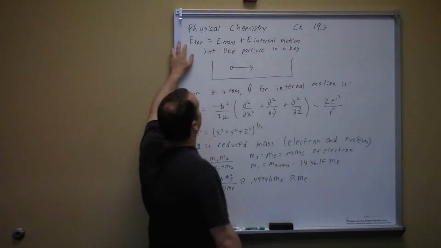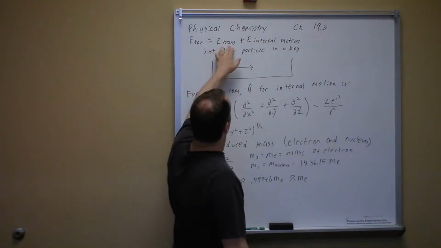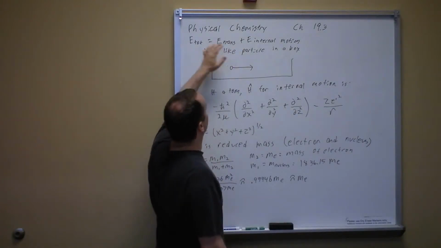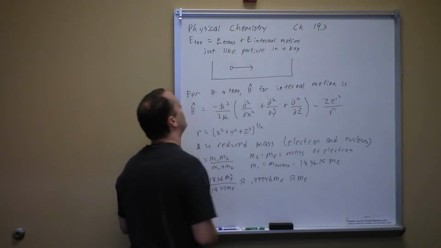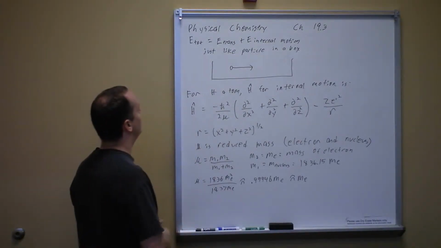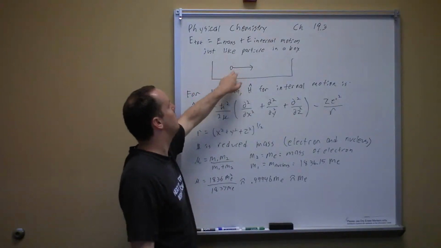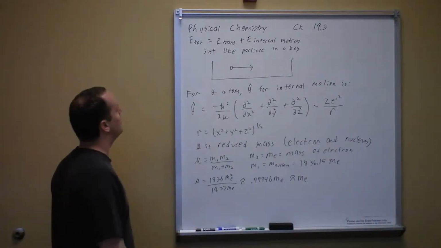Continuing on physical chemistry, chapter 19, section 3. So the total energy of the system is the translational energy, the whole system moving as one, and then the energy from any internal motion, such as vibration and rotation. This is the same thing we talked about already in the previous chapter during particle in a box.